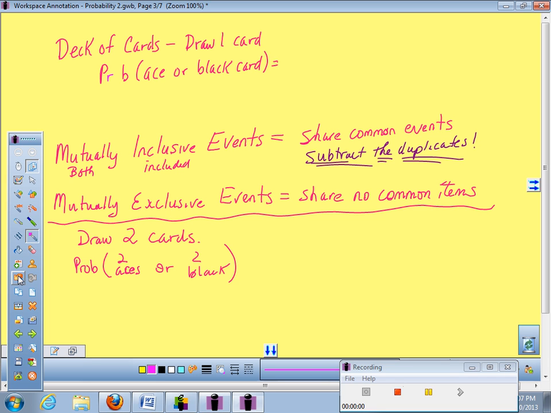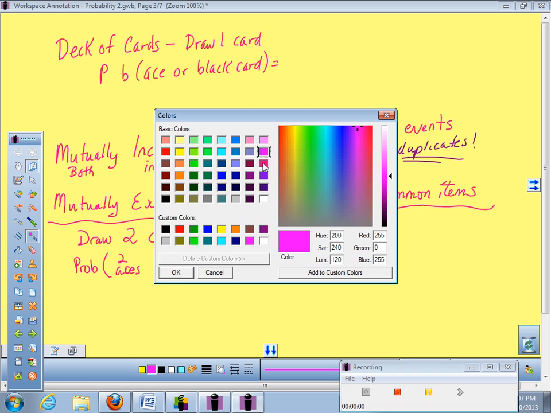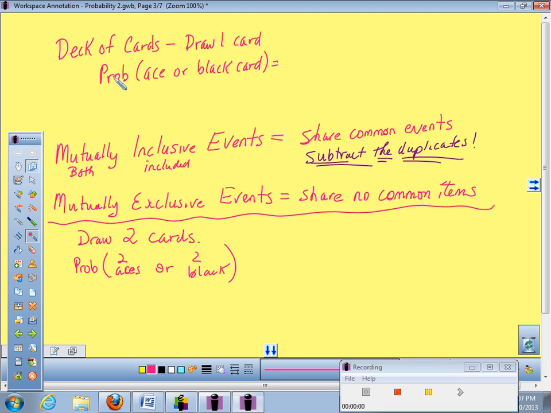Oops, that's not the same pink. It's that pink. I erased part of the letters as I was erasing this. Okay. I have to prove a point to you. I sometimes need to do this.